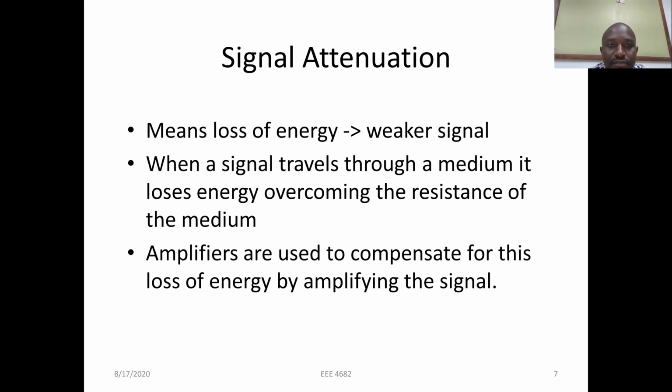Signal attenuation means loss of energy. It's a process where the signal loses energy or becomes weaker. Usually this happens when you're transmitting a signal between the transmitter and the receiver that are separated by a wide distance. Usually to mitigate that, we use amplifiers and repeaters, which will regenerate the signal before it is restored to the original format.